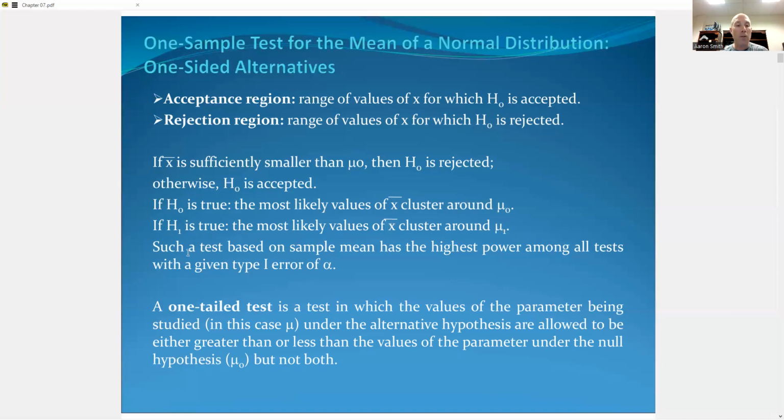Such a test based on sample mean has the highest power among all tests with a given type 1 error of alpha. A one-tailed test is a test in which the values of the parameter being studied, in this case, population average, under the alternative hypothesis are allowed to be either greater than or less than the values of the parameter under the null hypothesis, but not both.